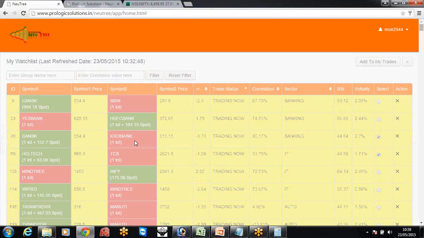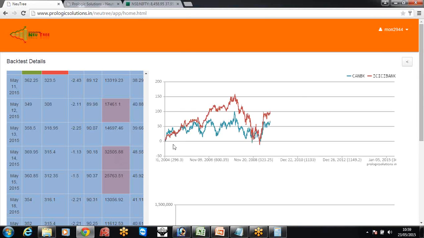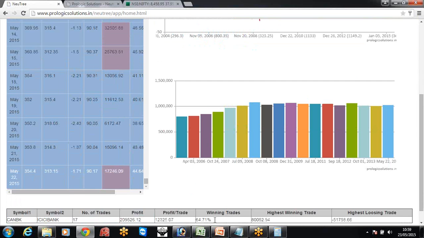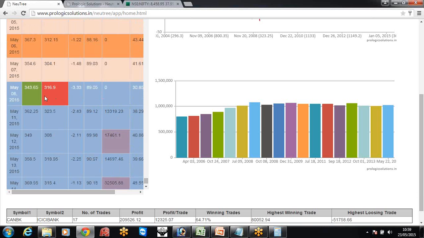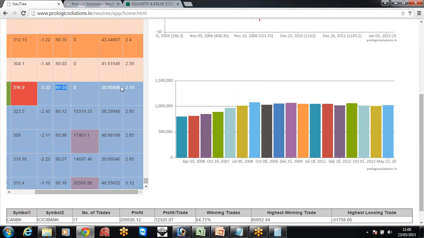So let me just come back to this. Can Bank, ICICI Bank, these are the current running trades. You can see that it's slightly better here. The percentage of winning trades is 64%. Can Bank was buy and ICICI was sell. The correlation is 89%, we were looking at 70%. That's perfect correlation. 30% is the RSI we are looking at, that is also okay. And 2.5 was the volatility, it's 2.7. That doesn't matter.